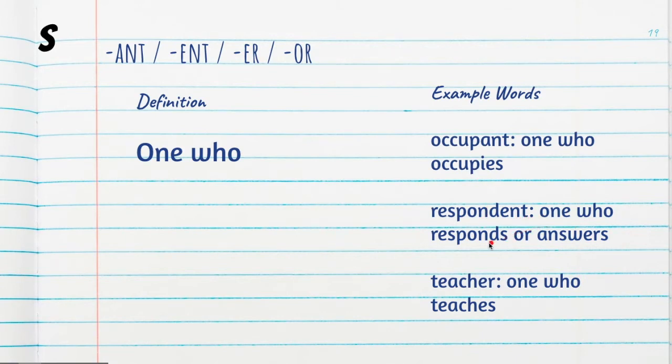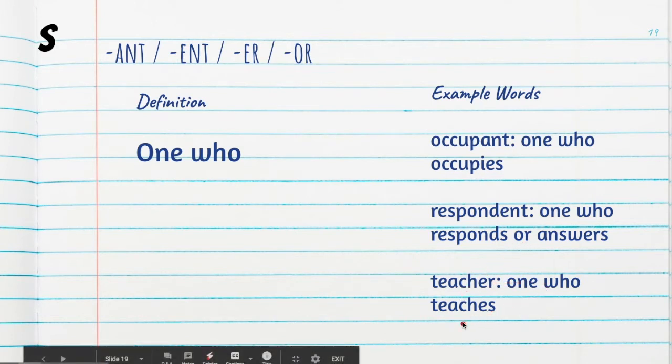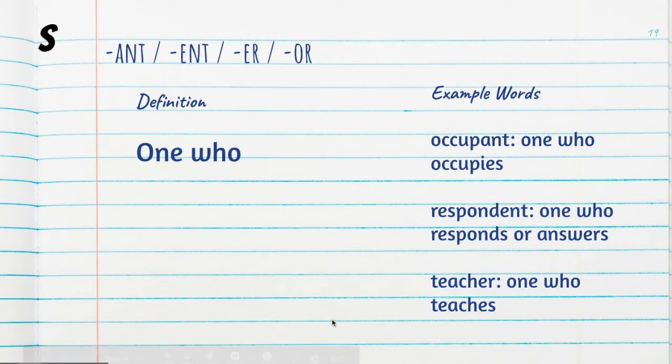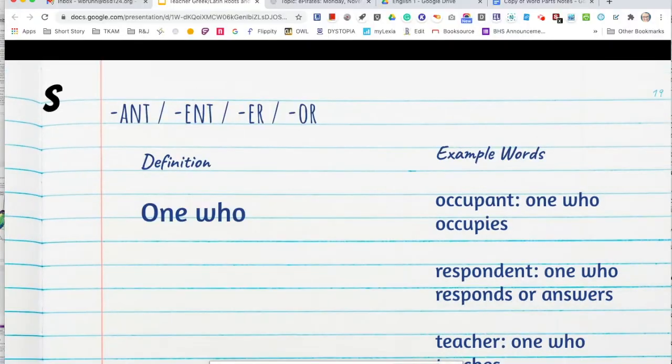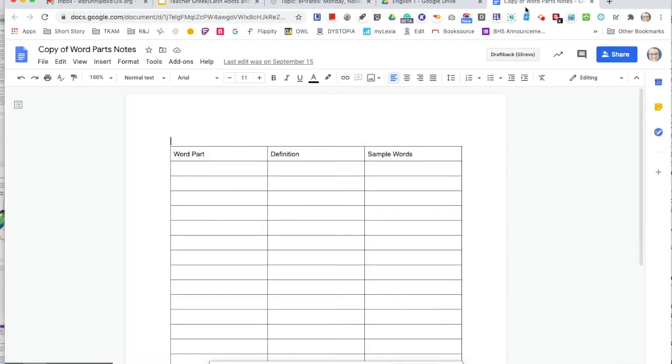Respondent, one who responds or answers. Teacher, one who teaches, right? You could go on and on and on with these examples. So ant and or mean one who, one who does blank, depending on what your root word or your prefixes are. So those are the word parts that we are going to look at this week. Make sure that you have them copied into this word chart here, and then we will continue to work with them as the week goes on.